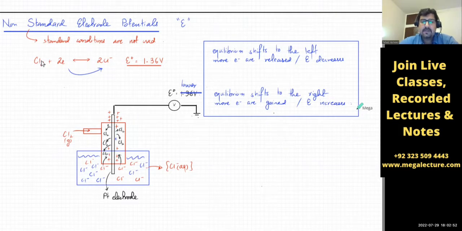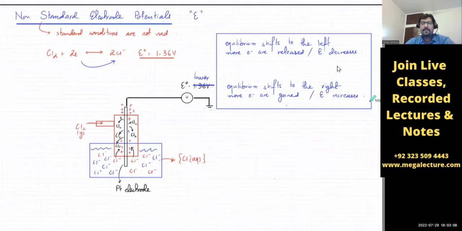You should know Le Chatelier's principle, how to actually make the equilibrium shift right or left. Just like in a normal equilibrium, you're going to do that. If it moves forward, it's going to become more positive. Its potential would increase. If it moves backward, its potential will decrease. Is that clear?